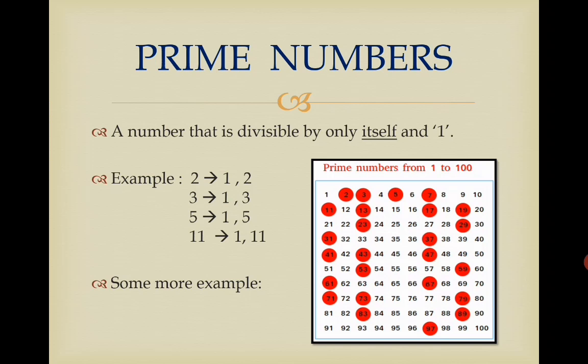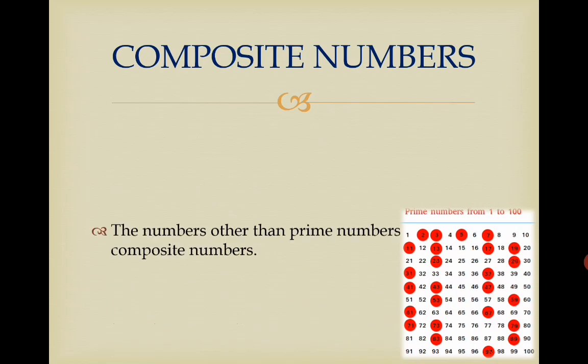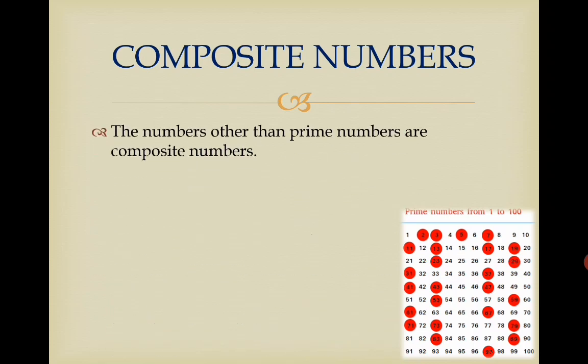Moving forward to composite numbers. Composite numbers are nothing but the opposite of prime numbers. That means the numbers other than prime numbers are composite numbers. Observe the picture below. The numbers like 4, 6, 8, 9, 10 are all composite numbers. Composite numbers have more than 2 divisors.